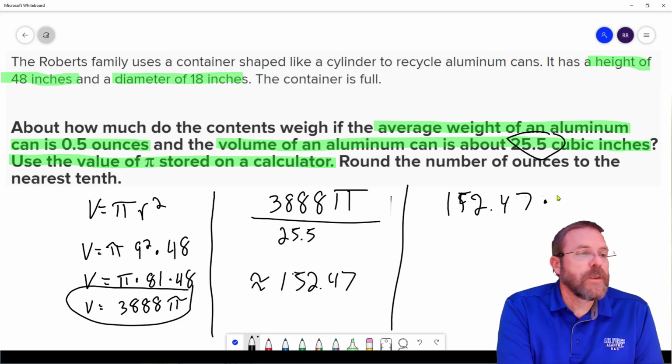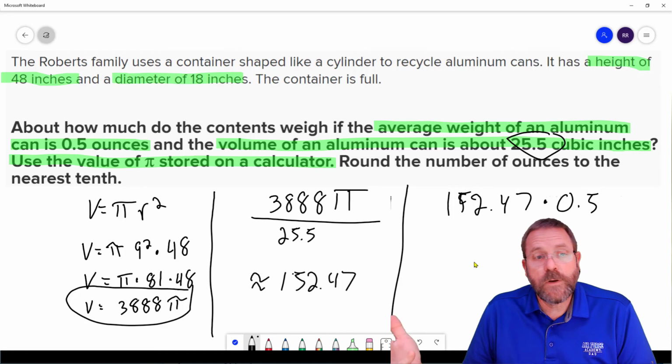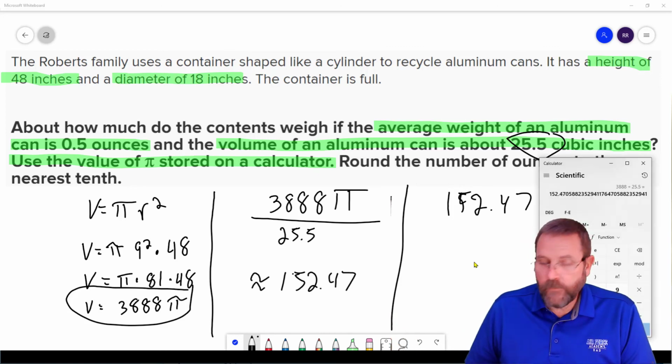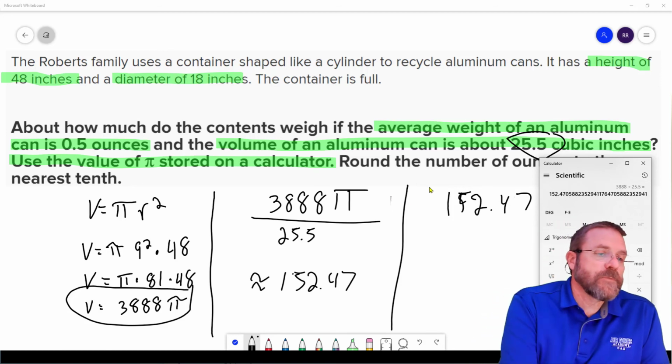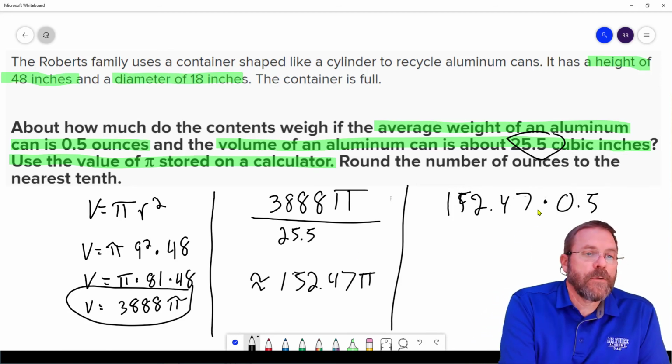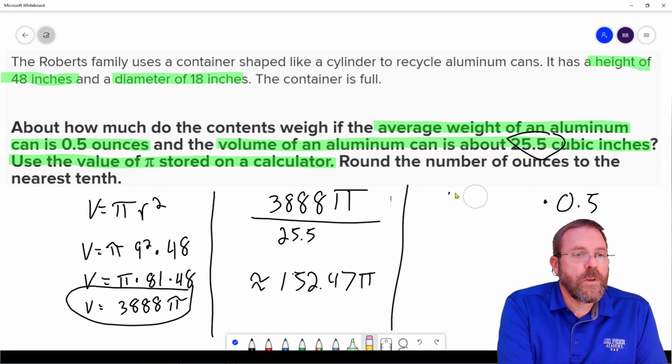And we're going to take that and multiply that number of cans times the weight of 0.5. 152.47 cans times the weight of 0.5. And I'm not even sure if they would have us use that 152 or not, but let's find out. They may have wanted a whole can, not a percent of a can. But, oh, I also missed the fact I still have to have my pi here. So let me erase here just a little bit, and we're going to put that back in there.